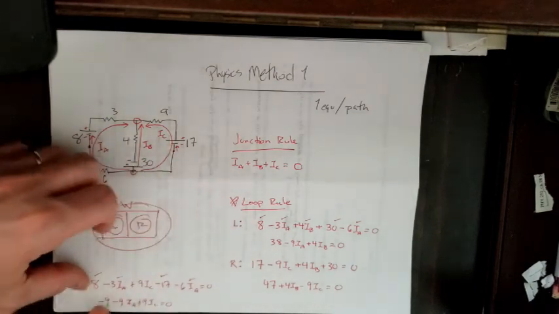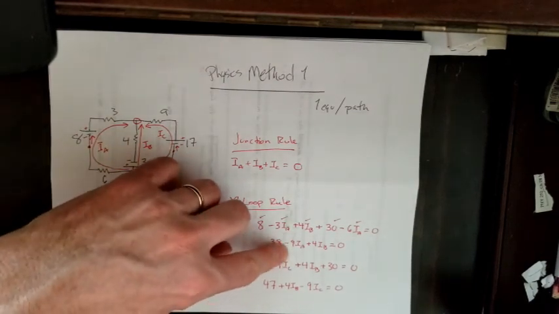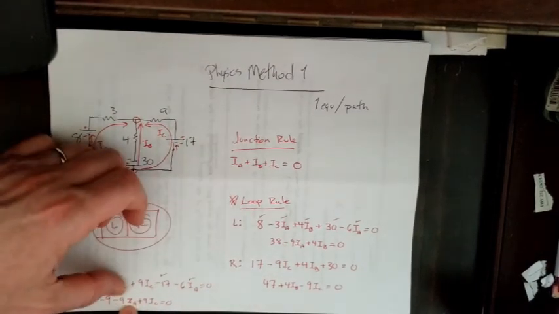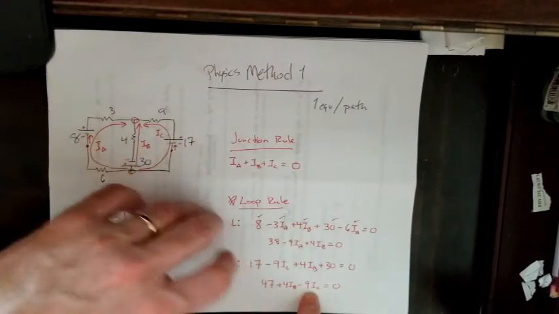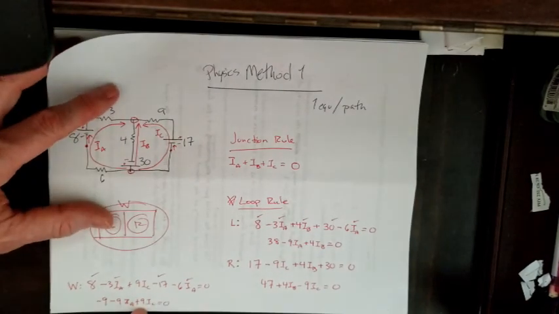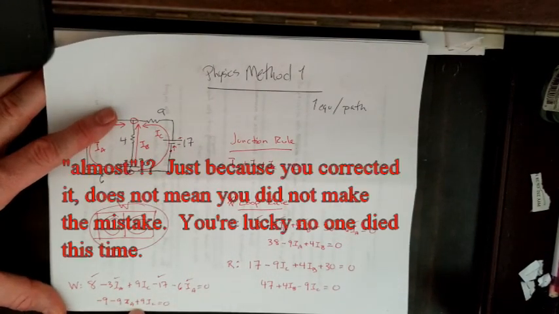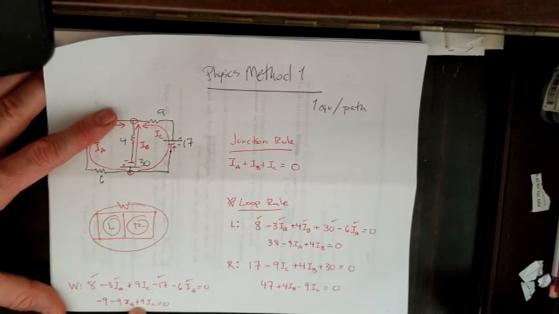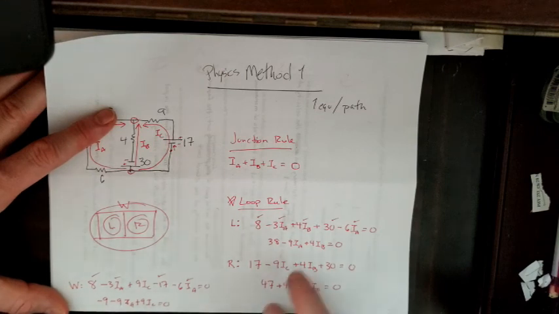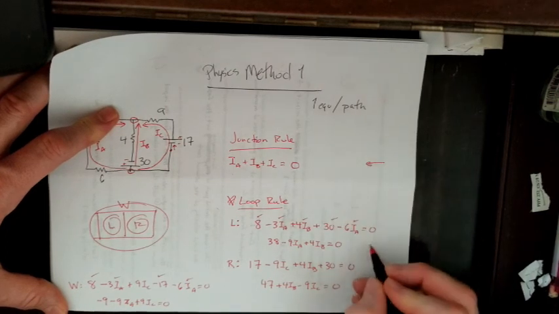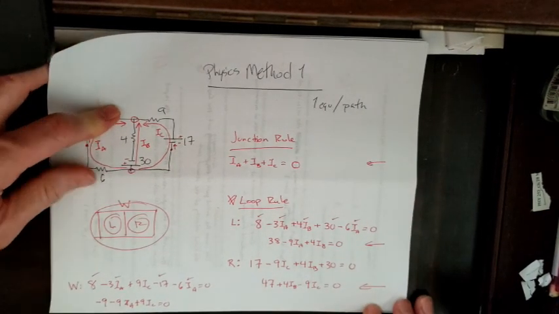38 minus 47 is negative 9. Negative 9IA is just negative 9IA. 4IB minus 4IB is 0. And then 0 minus negative 9IC is positive 9IC. Notice that I almost made a careless error there, making that negative even though it's clearly a positive right there. There are so many places to make a careless error, so please be very careful. But this is not independent of these because I can derive it from them. This, this, and the junction equation are the three equations I am going to be using.